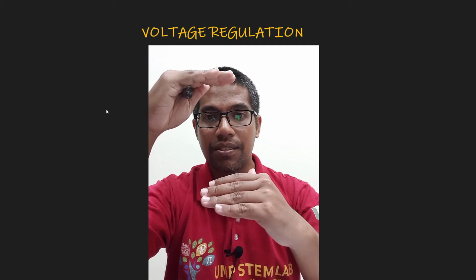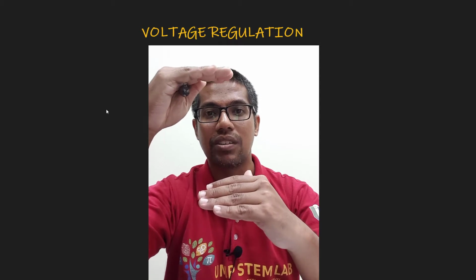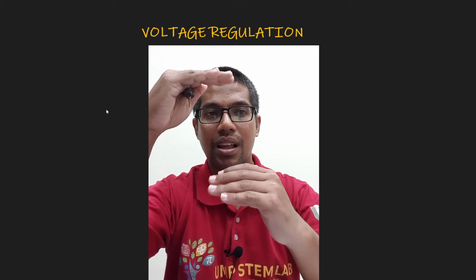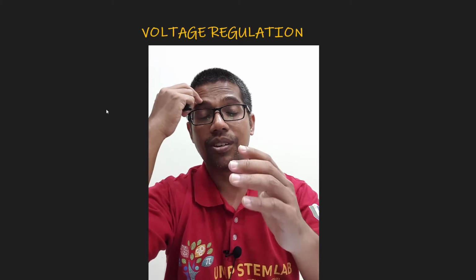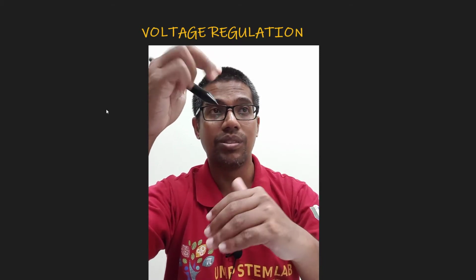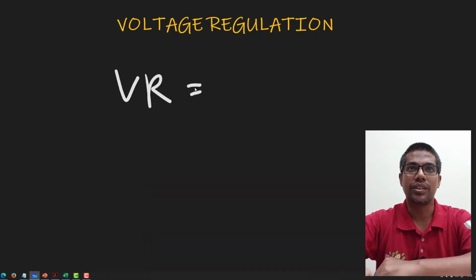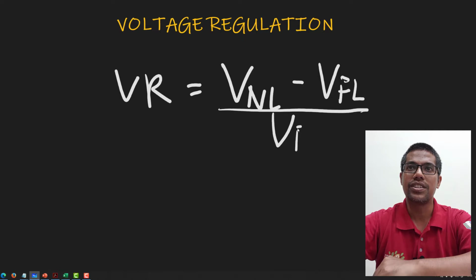If in the ideal case it stays the same at full load condition, that means voltage regulation is 0. When you see voltage regulation 0, that means the voltage at full load is the same as the voltage at no load. Mathematically, voltage regulation equals no load voltage minus full load voltage, divided by full load voltage, and then you multiply by 100%.